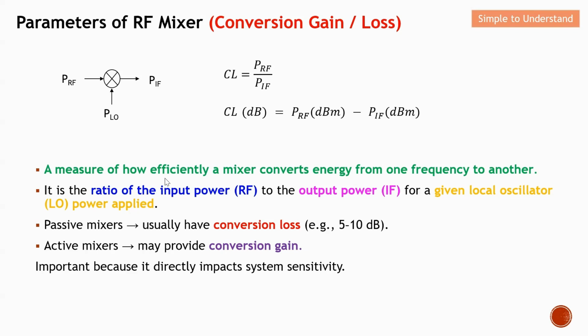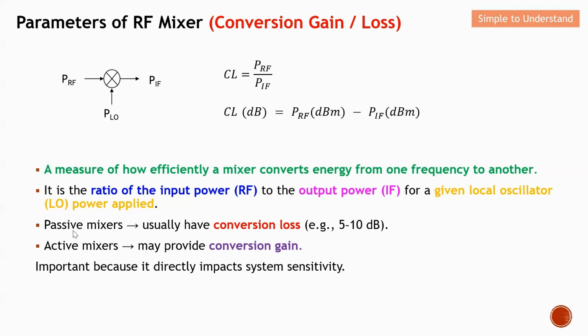Next, how to obtain the conversion loss. For this case here, it will be the ratio of the input power. So this will be the input power. The input power will be at the RF, while the output power will be at the IF for a given LO power applied. So basically, with a given LO power applied, how efficiently the power is converted from RF to IF is known as conversion gain or conversion loss.